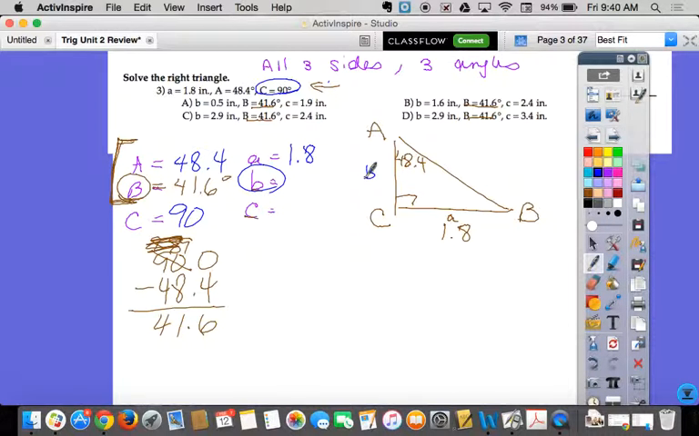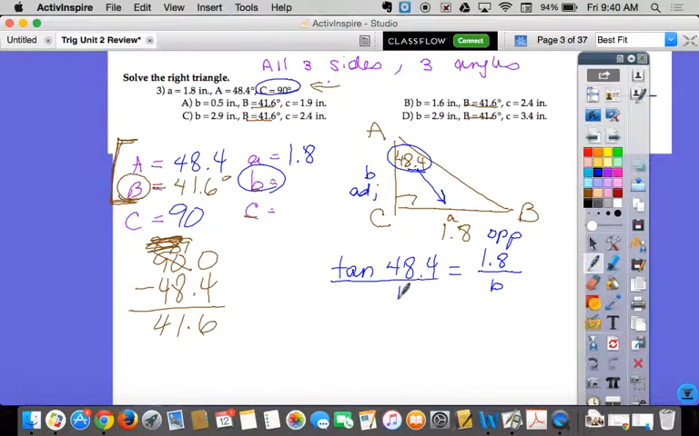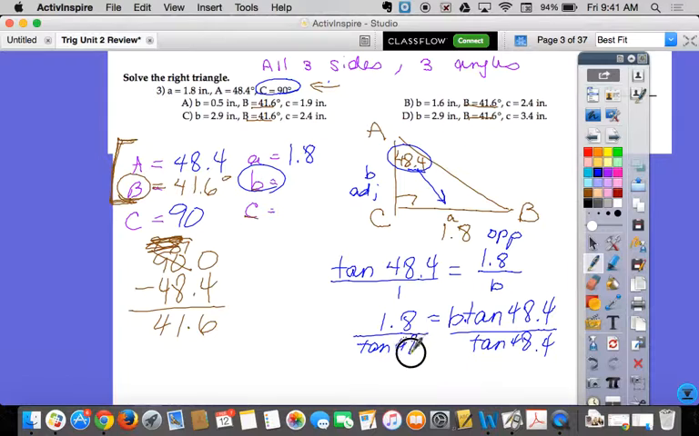So if that's the case, from this angle, this side is opposite, this side is adjacent. That means tangent. So tangent of my angle equals 1.8 over b. Put that over 1, cross multiply. So that gives me 1.8 equals b times tangent 48.4. Once again, since you've got b times tangent, you have got to come in here and divide by tangent 48.4. Do that on both sides.